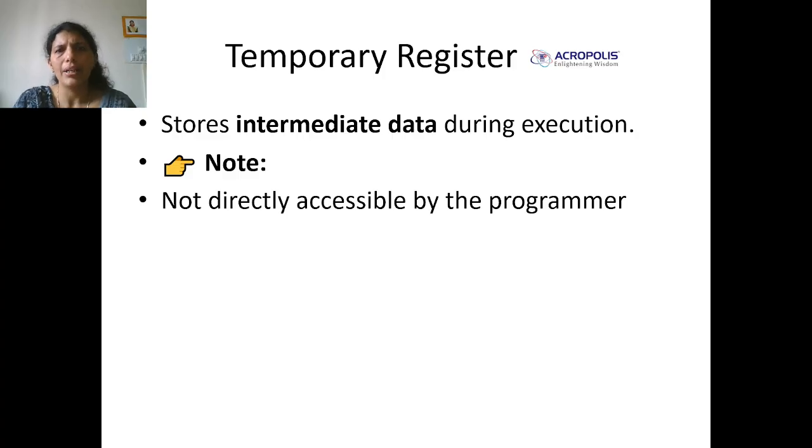Next one is the temporary register. Store intermediate data during execution. If we are getting confused between the accumulator and the temporary register: the accumulator can store one of the operands and the intermediate result, but here I am saying that the temporary register stores the intermediate result during execution. Note, it is not directly accessible by the programmer.